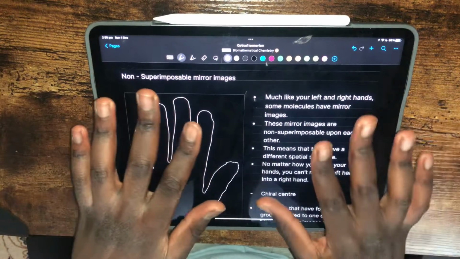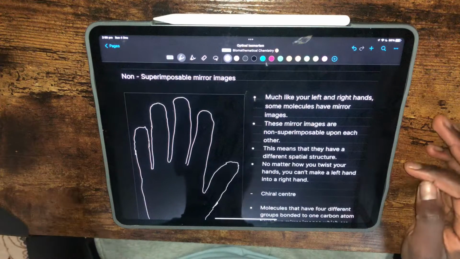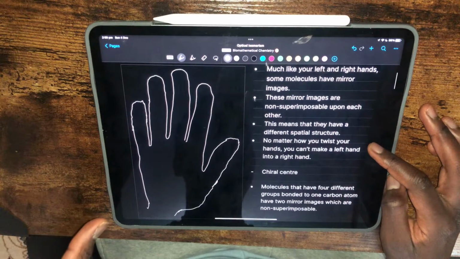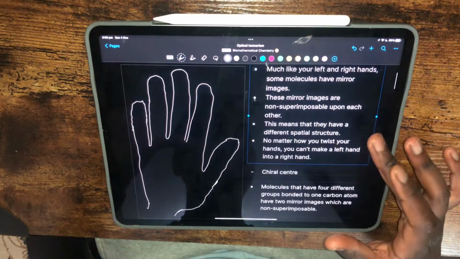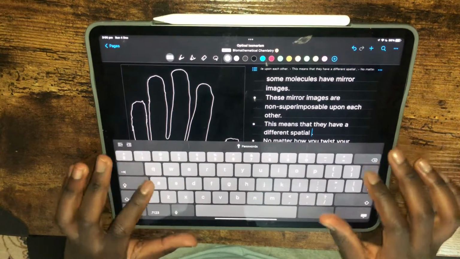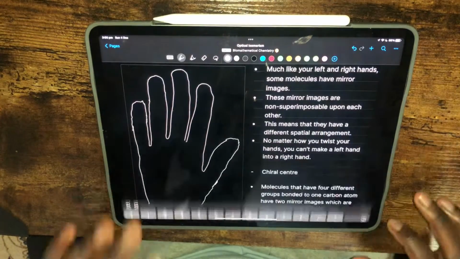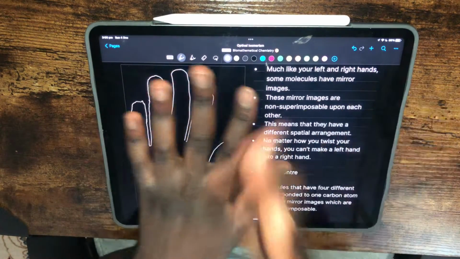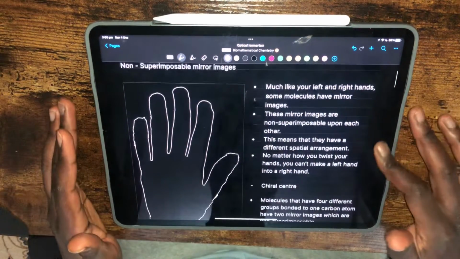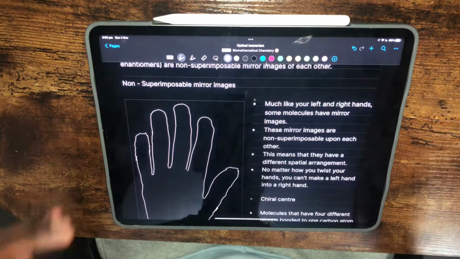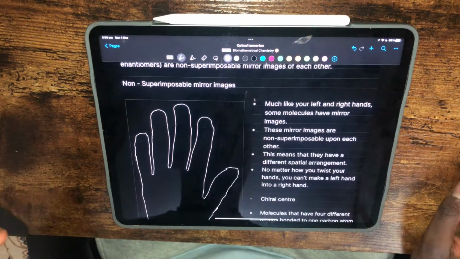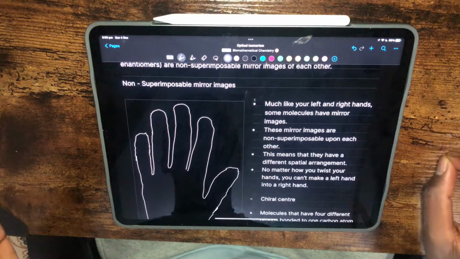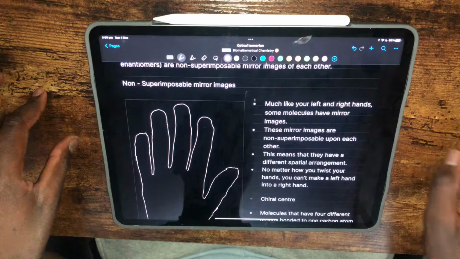Much like your left hand and your right hand, some molecules have mirror images, and these mirror images are non-superimposable upon each other. This means that they have a different spatial arrangement. So no matter how much you twist your hands, you can't make a left hand into a right hand. You can't really do that, right? So the idea of stereoisomers in general is that a stereoisomer is a molecule with the same structural formula but a different spatial arrangement of atoms in space.